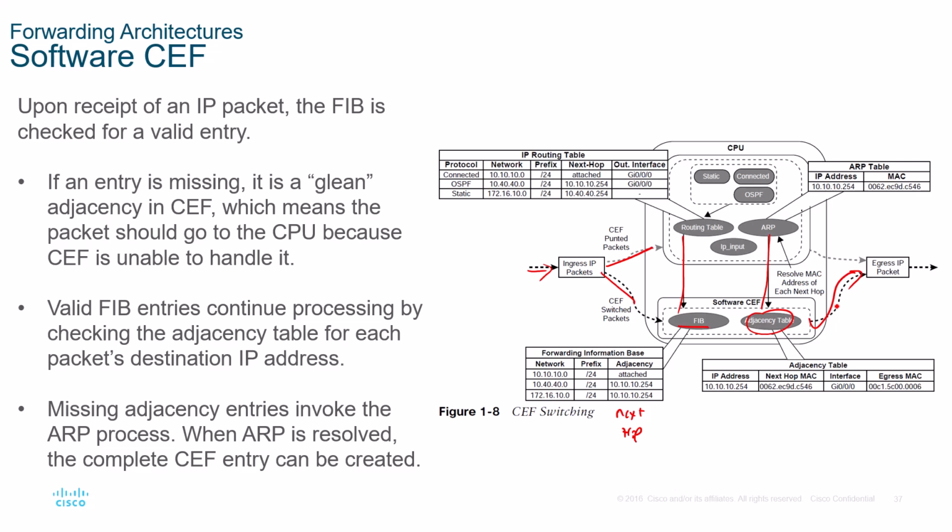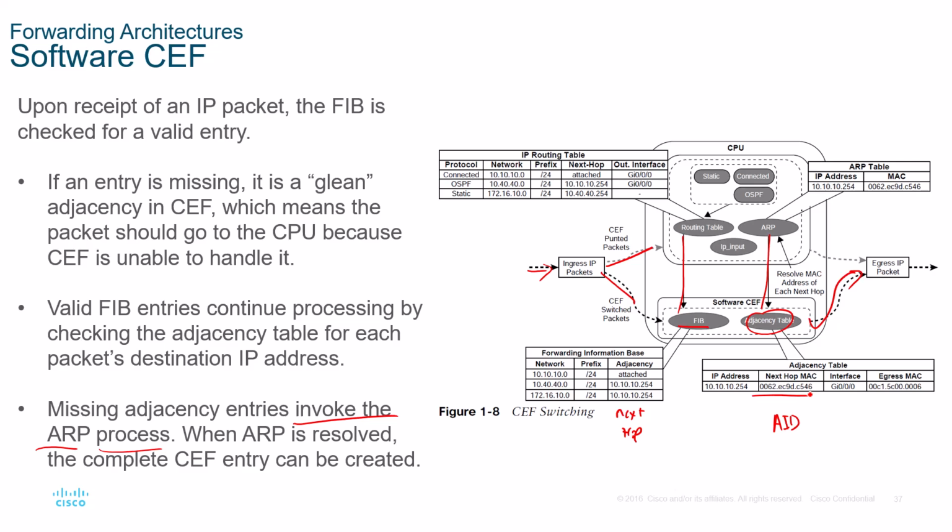A valid FIB entry will continue to process information by checking both its table and the adjacency table for destination information. Any missing adjacency entries will invoke the ARP process, meaning if we're missing a destination MAC address, if it's not in the adjacency table, then we will figure out where to go. And we do that through ARP.